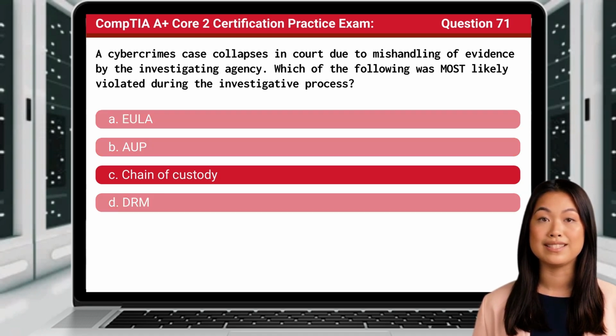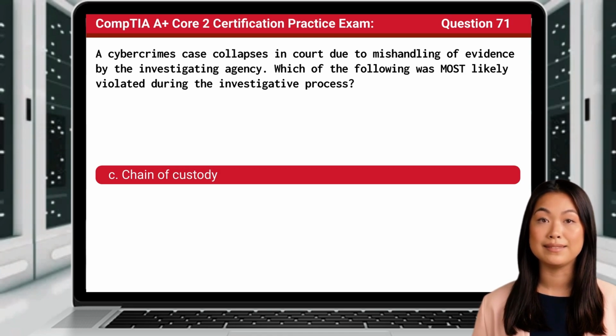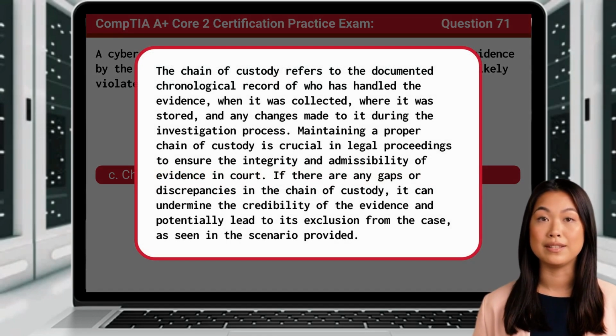The answer is C. Chain of custody. The chain of custody refers to the documented chronological record of who has handled the evidence, when it was collected, where it was stored, and any changes made to it during the investigation process.